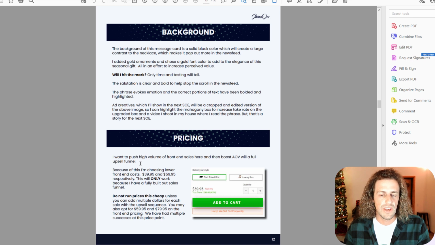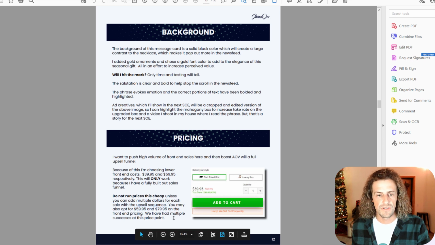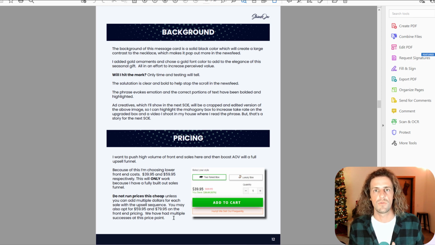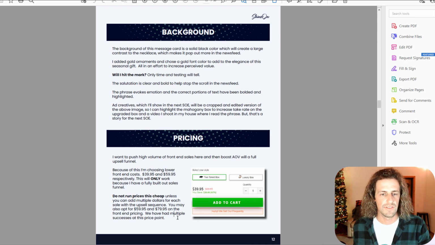So you can still stick with the $59.95 and $79.95 on your front end products. And a lot of times that works just as well because people have the perception that this is a higher quality item and think, I want to spend more than $50 for this person that I'm buying for. So it's definitely worth the test.